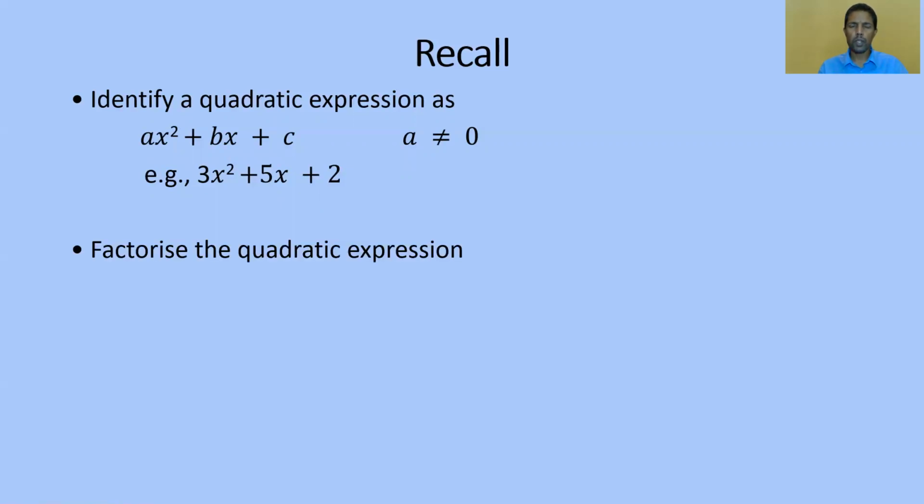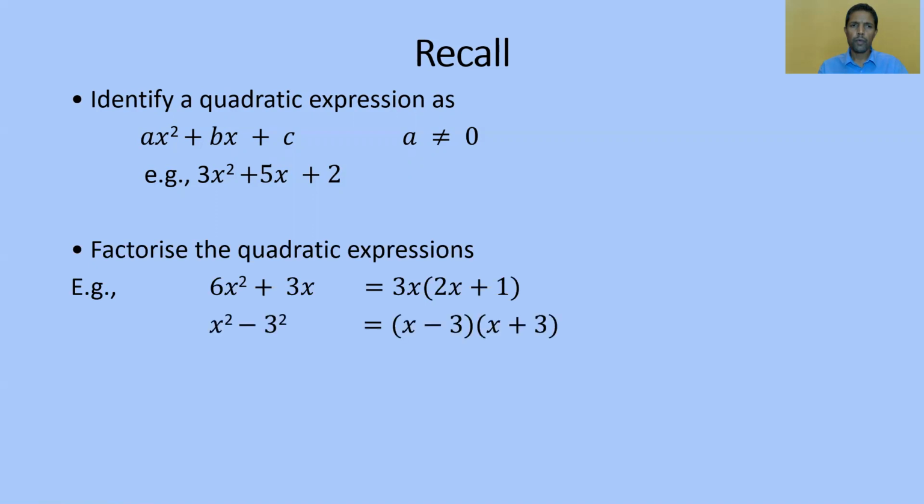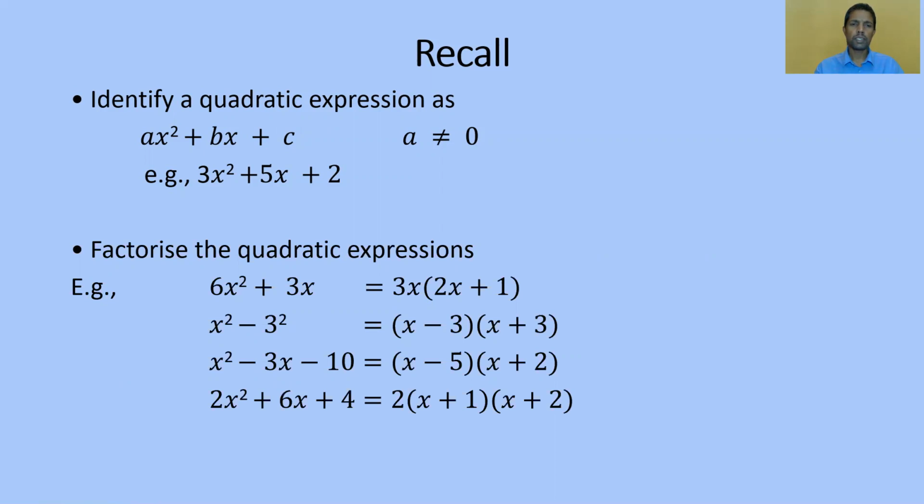We factorized quadratic expressions. For example, we factorized 6x squared plus 3x to obtain 3x into 2x plus 1. We factorized x squared minus 3 squared to obtain x minus 3 into x plus 3. We factorized x squared minus 3x minus 10 to obtain x minus 5 into x plus 2. We factorized 2x squared plus 6x plus 4 to obtain 2 into x plus 1 into x plus 2.